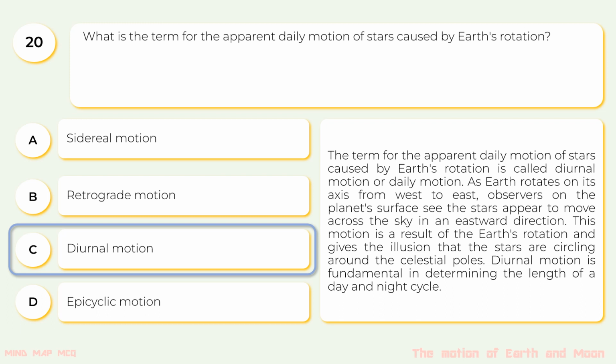daily motion. As Earth rotates on its axis from west to east, observers on the planet's surface see the stars appear to move across the sky in an eastward direction. This motion is a result of Earth's rotation and gives the illusion that the stars are circling around the celestial poles. Diurnal motion is a fundamental factor in determining the length of a day and night cycle.